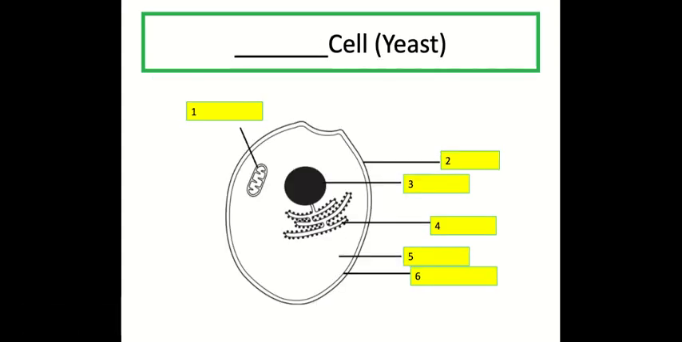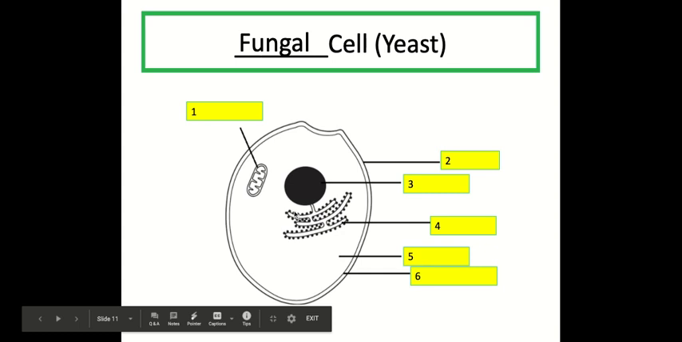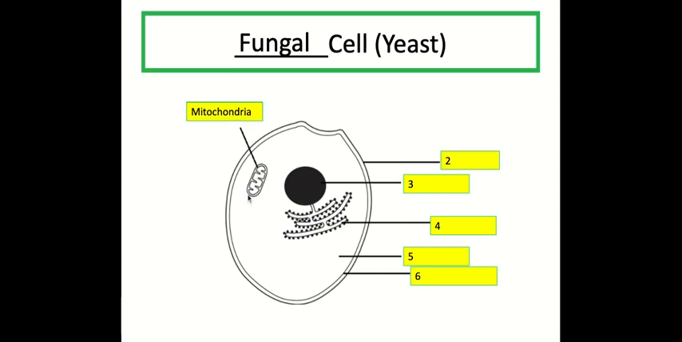Okay, so now what we're going to move on to is a slightly different type of cell. So this one is a fungal cell or a yeast cell. So you can see in the exam, they might either say yeast or they might say fungal. Now, hopefully, we'll now recognise each of these parts. So number one here, we've seen this twice already. This is the mitochondria. Number two, around the outside, it'll have to be the cell wall.